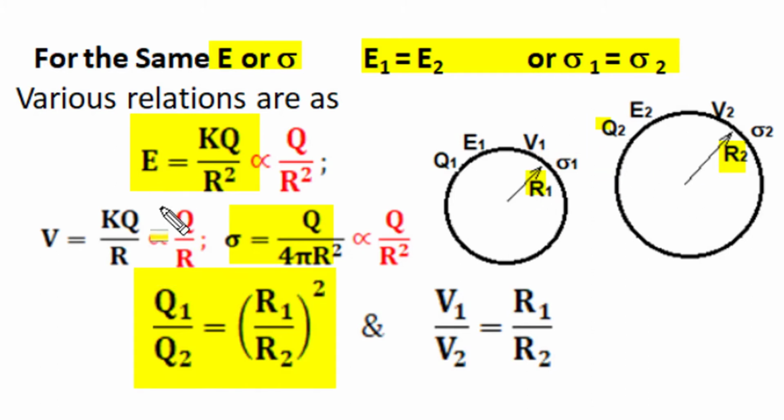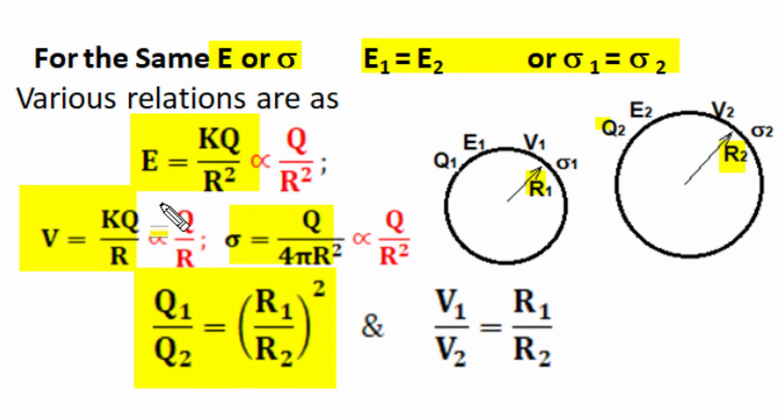If one has to find out ratio of potentials on surface of these two spheres of different radius for identical value of electric field intensity, this surface potential relation can be modified by multiplication of r in numerator and denominator, and it becomes kq upon r square multiplied by r. Now kq upon r square is surface electric field intensity, which is constant for both spheres of different radius, and this relation says that potential of sphere becomes proportional to radius of sphere.